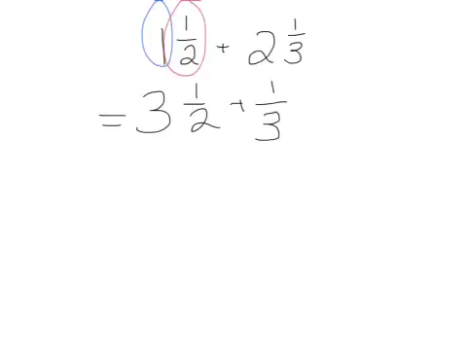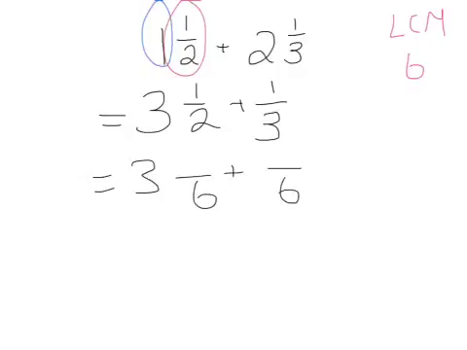And then now what I'm going to look for is the lowest common multiple, which in this case is 6. So I'm going to rewrite both of these fractions so that they are over 6. Now 2 times 3 makes 6, so I've got to do 1 times 3 to get 3. And 3 times 2 makes 6, so I've got to do 1 times 2 to get 2. So I've got 3 and 3/6 plus 2/6, so I've got 3 and 5/6.